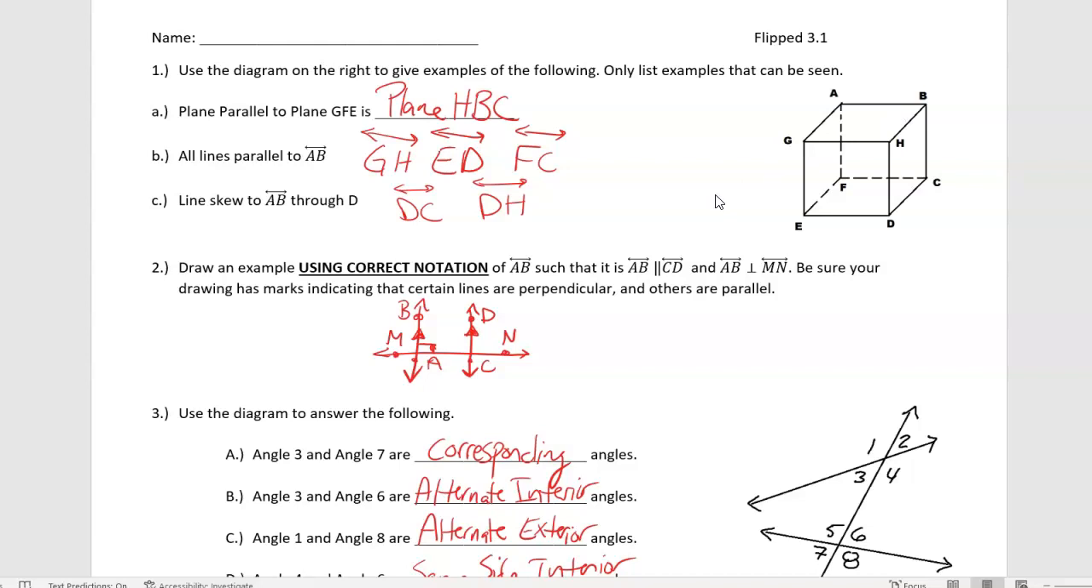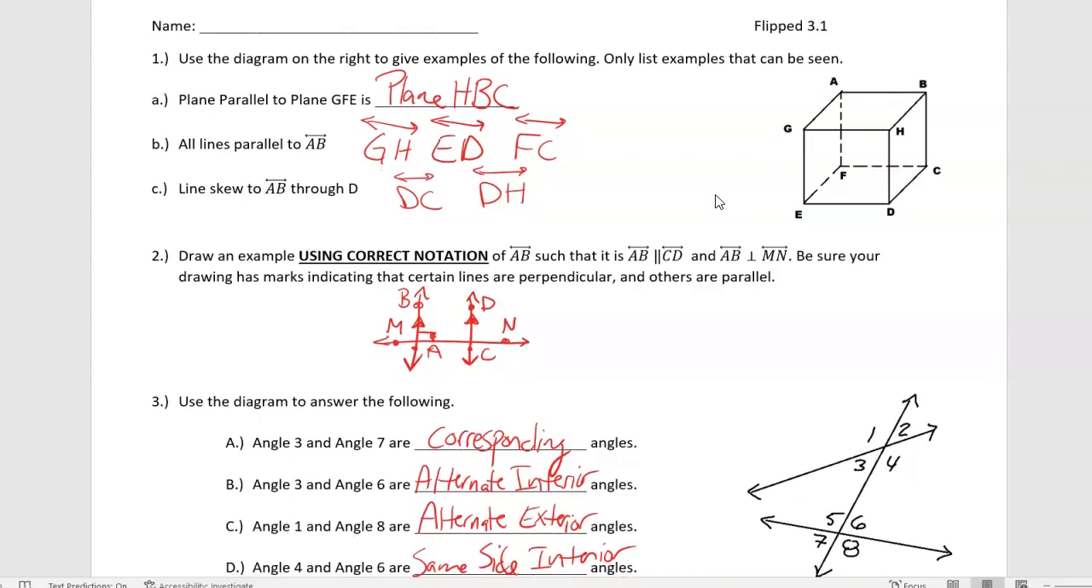Okay. Now skew, on the other hand, the way you can think of skew is kind of like if you have the highway and then an over ramp or an under ramp. Those things are not going to actually intersect, but they're not going to be parallel either. So that's called skew. So it says, what are going to be the lines that are skew to AB through D? I was just running with the lines that you can actually see.